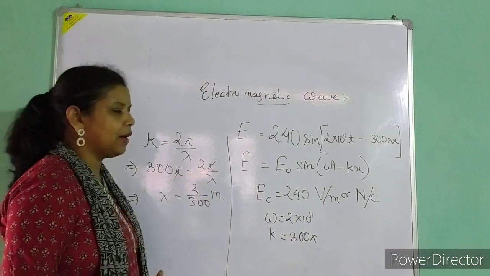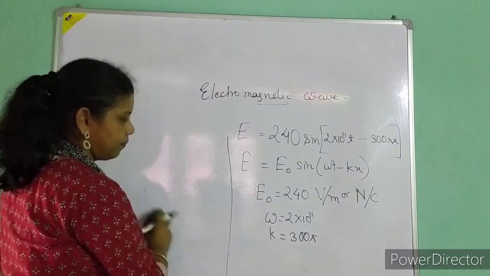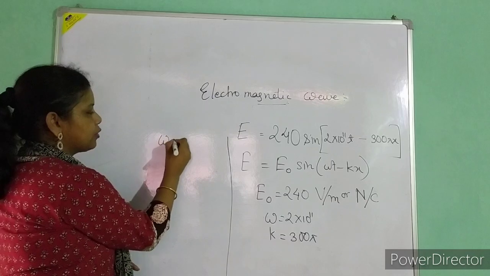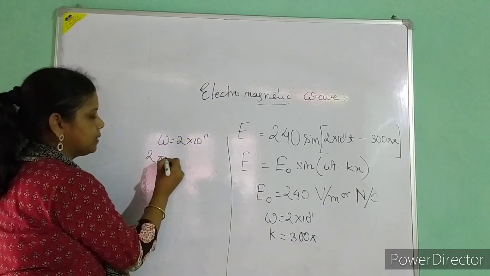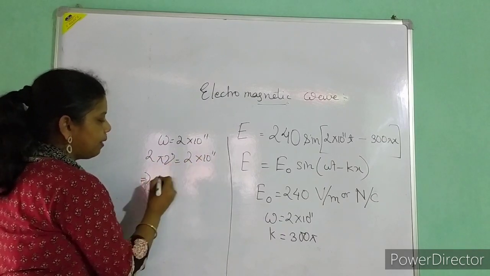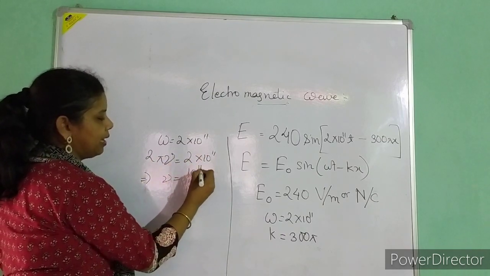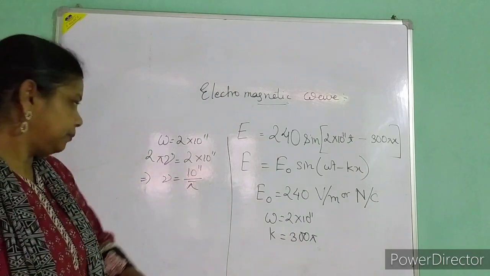Now if instead of that I had asked you the frequency, not angular frequency, linear frequency. Since omega is equal to 2 into 10 to the power 11, so 2 pi times frequency nu is equal to 2 into 10 to the power 11. So what will my frequency be? Frequency will be 10 to the power 11 divided by pi. Okay, this is how we have to calculate.